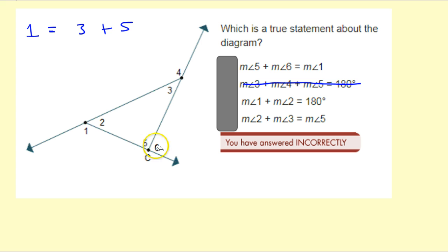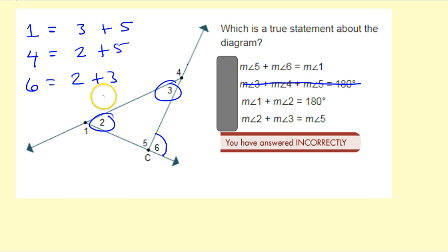Let's look at the other exterior angles. So here's the exterior angle labeled 4. And these are the two remote interior angles. So angle 4 would equal angle 2 plus angle 5. Okay, we've got one more exterior angle, angle 6. And the two remote interior angles are 2 and 3. So these are three true statements. Alright, let's keep that in mind as we go through the list.